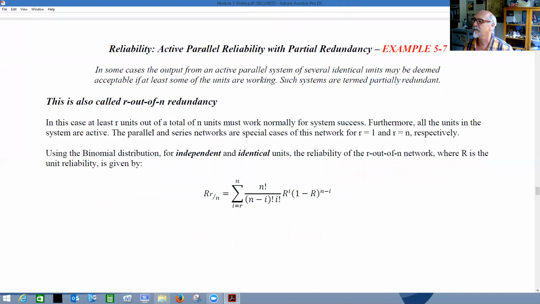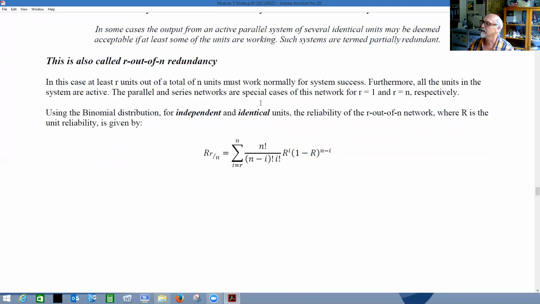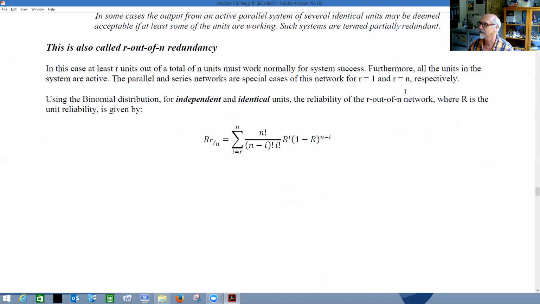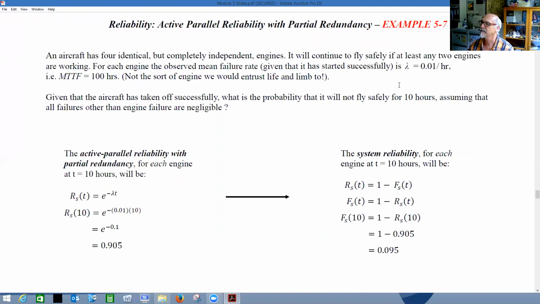And in a general sense, for parallel and series networks, we set these values of R equals 1 or R equals N. So for parallel, R equals 1, and for series, R equals N. And you end up with this, as long as they're independent and identical units, you can use this little formula here. If you've got non-identical units, then that formula will change, but we're going to stick with identical units at the moment. All right, let's have a look at an example for active parallel reliability and partial redundancy.